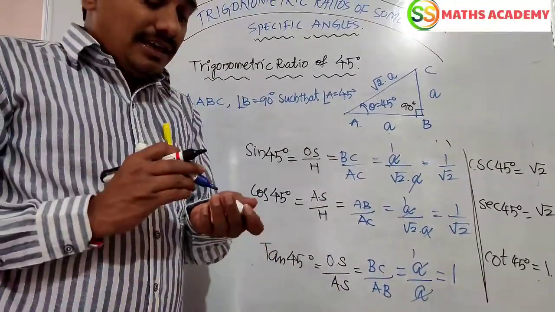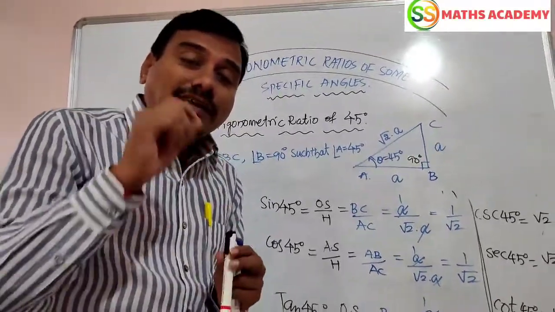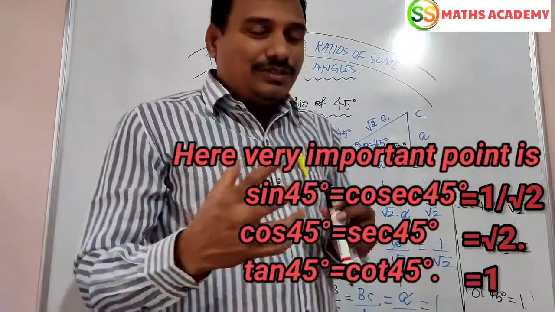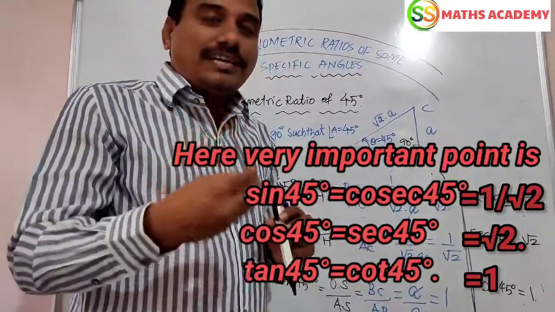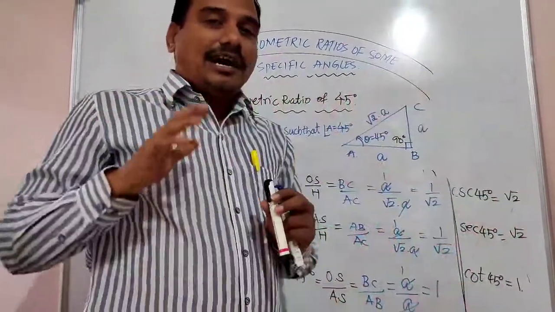So this is the way we determine the trigonometric ratios of the specific angle 45. I hope you understand this very neatly, and I am going to explain the specific angles 30 and 60 next.